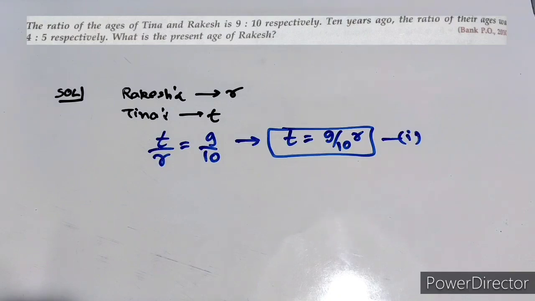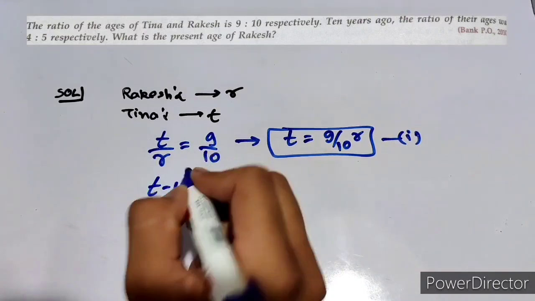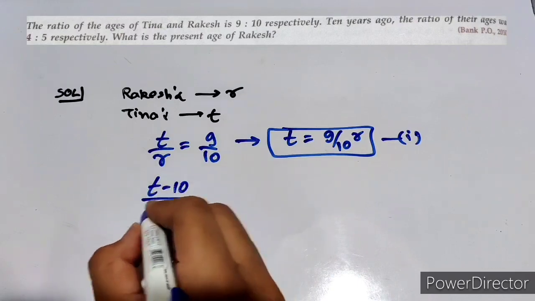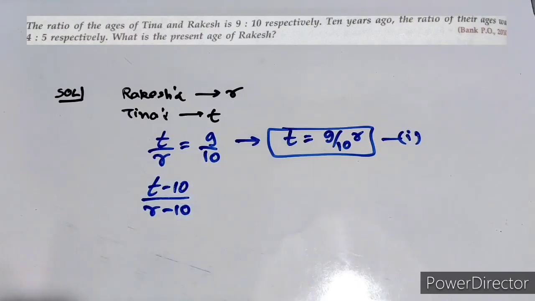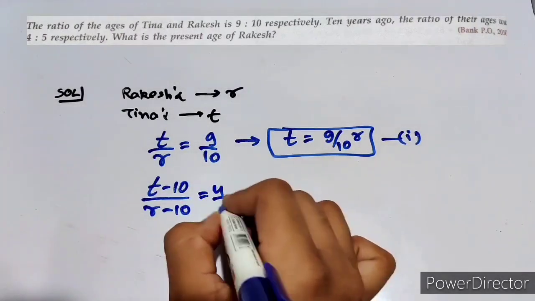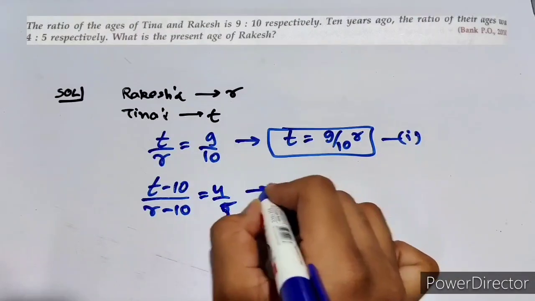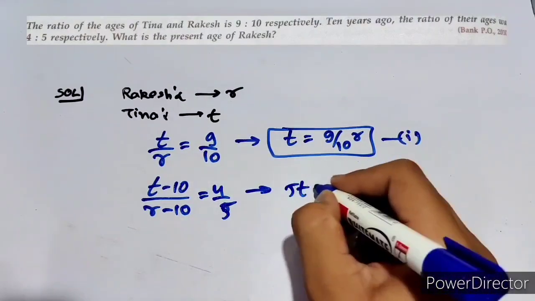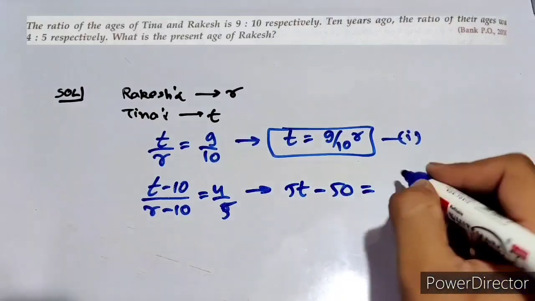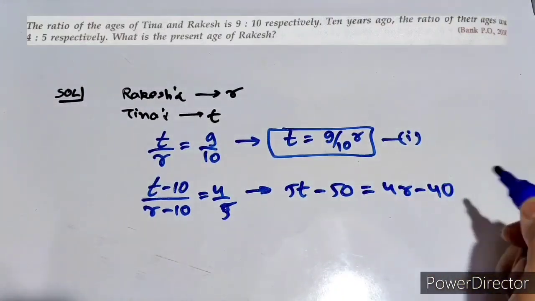And it is given that 10 years ago the ratio of their ages was 4:5 respectively. So 10 years ago what was Tina's age? It will be T minus 10. And what was Rakesh's age? It was R minus 10. The ratio is given as 4/5. So from this we will get another equation, that is 5T minus 50 equals 4R minus 40.